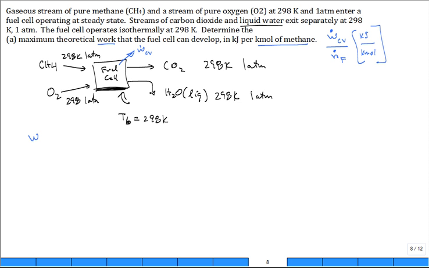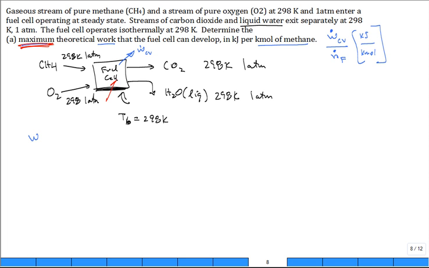Now the question is, how do I determine this maximum theoretical work? When you see maximum theoretical work, that's what goes off in your mind. What's going off in your mind is you're going to have to consider the second law of thermodynamics as well. And you're not going to have any irreversibilities. No irreversibilities. So sigma dot's 0.